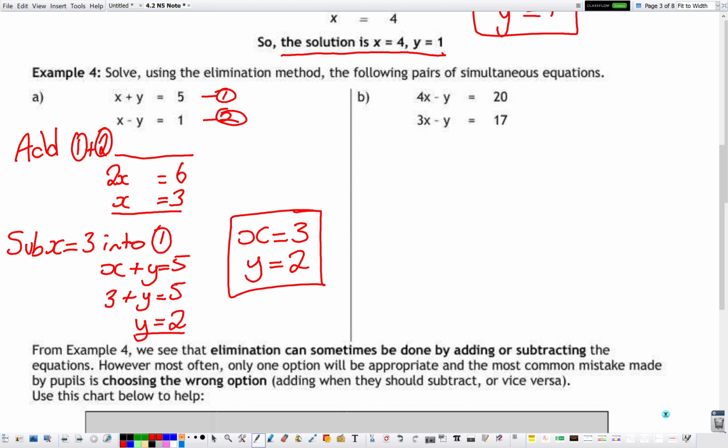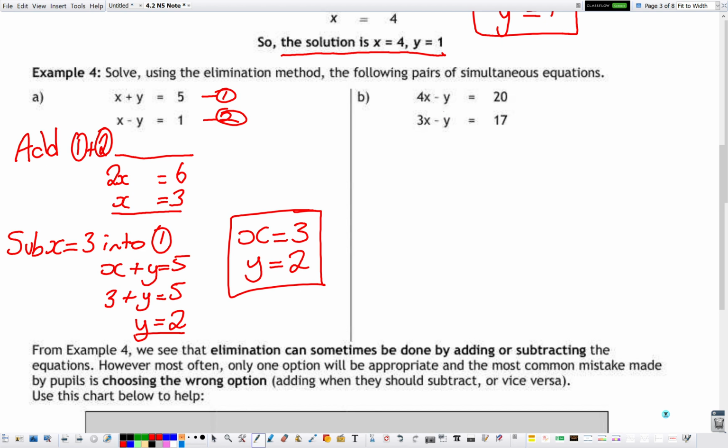Okay, so if we go on to example B, we can see it's slightly different. The difference is that we're not just working with one x's and one y's, we have higher coefficients of x. We've got a 4x and we've got a 3x. Now, this poses a problem, because if we added or subtracted the x's together, we can't possibly eliminate them, because 4 plus 3 is 7, 4 take away 3 is 1. So neither option is going to eliminate the x's. So we're not actually going to eliminate the x's, we are again going to eliminate the y's.